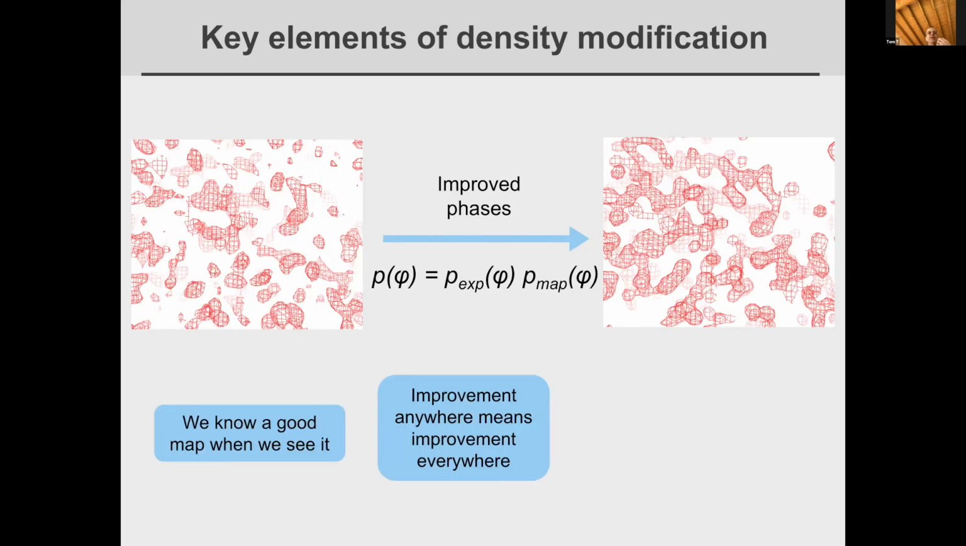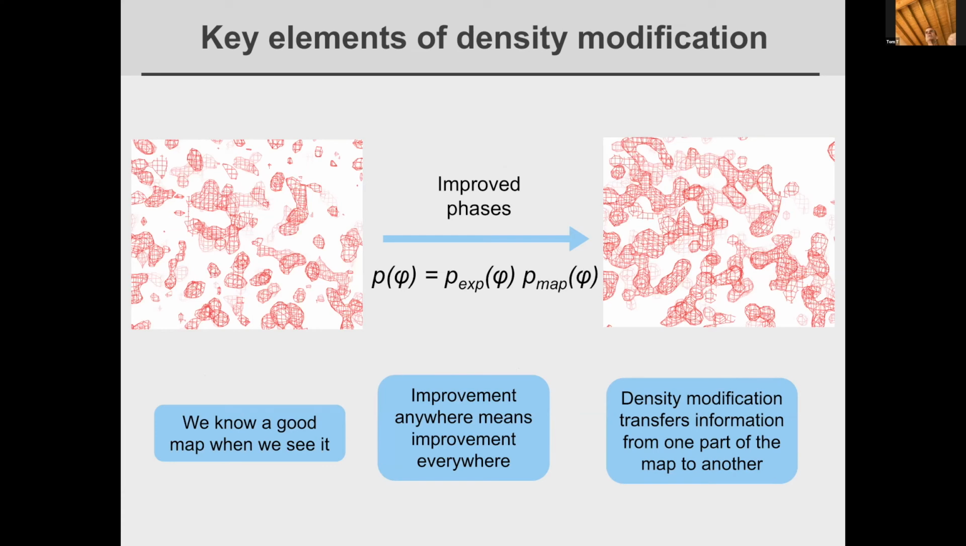So once again, the key elements: we know a good map if we see it. Improvement anywhere improves the map everywhere. And density modification fundamentally transfers information from one part of the map to another. From the fact that the solvent is flat, we improve the phases, that improves the density in the region of our protein, and therefore everything is more informative.